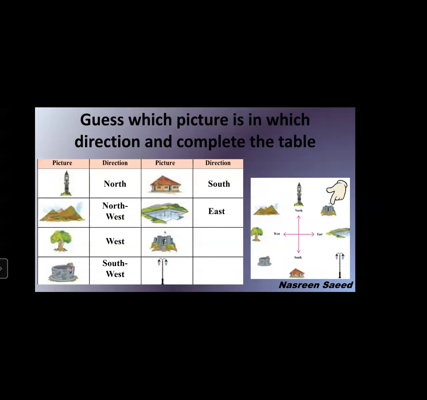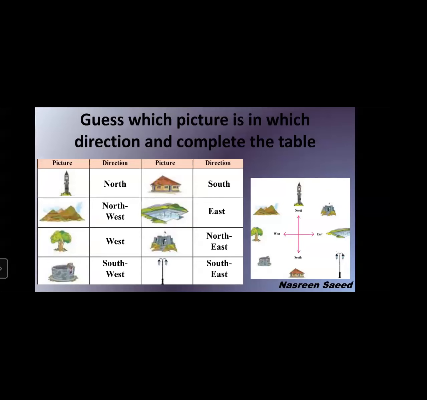The fort. The fort is in between north and east. So what will I write? I'll write northeast. The street lamp. Where is the street lamp? In between east and south, so it will be southeast. Okay. So, have you understood the objects, where they are lying and what we are writing?